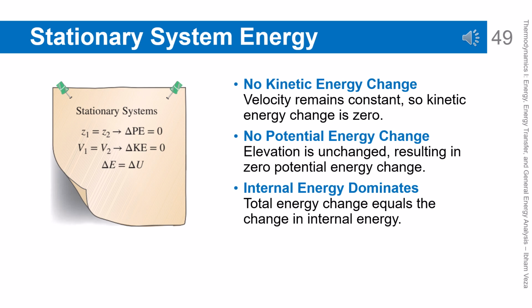Stationary system energy. If there is no change in velocity and elevation, then there is no change in kinetic and potential energy. In this condition, the total energy change comes only from internal energy. This greatly simplifies the analysis of many stationary systems. This assumption is often used in tanks and closed vessels. Thus, the focus of analysis can be narrowed.